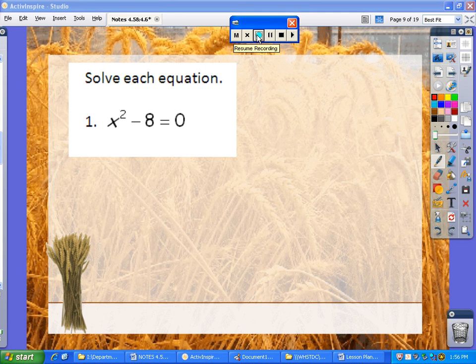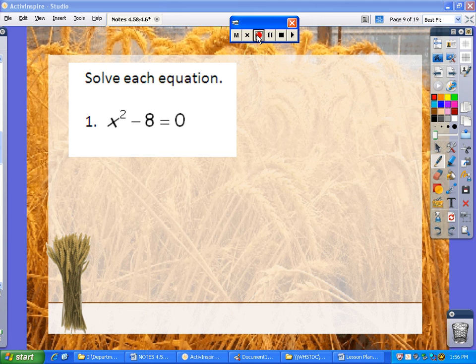Okay, let's solve each equation. These are just a lot of different examples to show you different situations you're going to have. Make sure you look back at this when you do your homework and classwork. You're going to hopefully have some time to work in class on this. I correlated the homework to the notes, so you should be able to use your notes to help you with your homework.